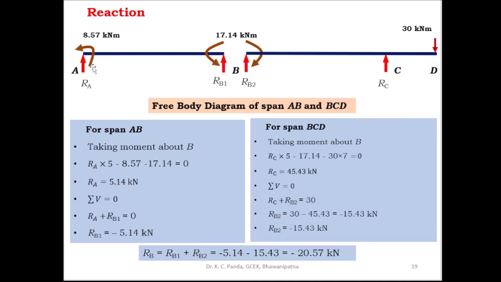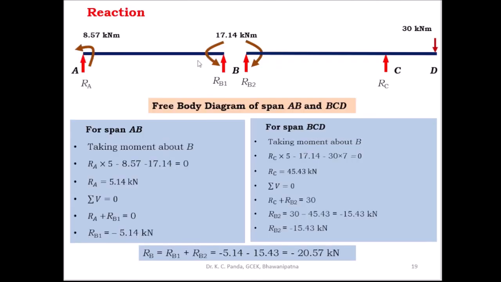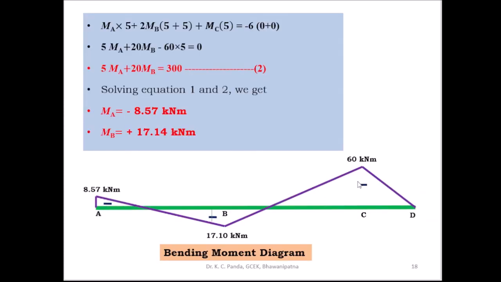For the negative value, the moment on the right side is clockwise and on the left side is anti-clockwise. But for the positive value, the right side is anti-clockwise and the left side is clockwise. So here you got the moment positive, that is MB is equal to plus 17.14 kilonewton meter, and this is the direction of the moment.